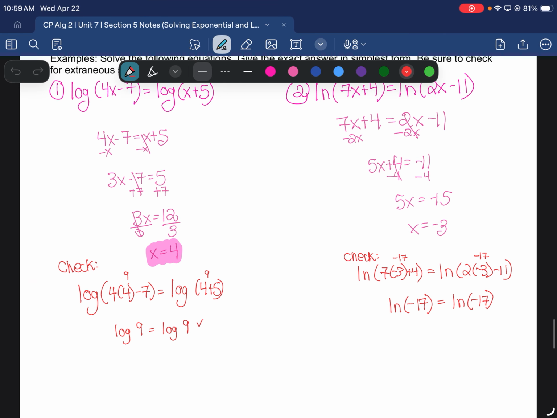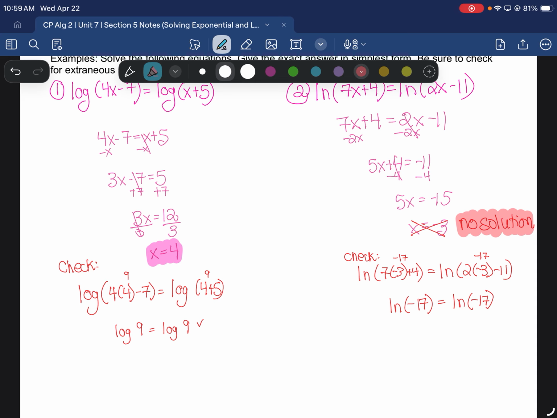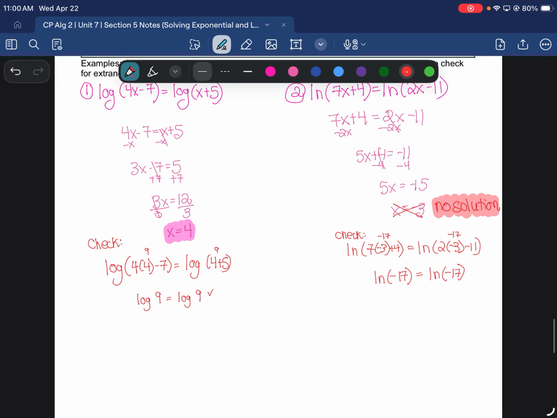I want you to cross that out and write no solution. They can't be negative. Negative 17 has to be positive. It is most likely going to be no solution when you plug it in if you're taking the log or the natural log of a negative number. But just make sure you check it in your calculator. Because, Luna, what I was saying is you may plug negative 3 back in and it may give you the log of a positive number, so there would be a solution, and that would be your answer. But if the ending number is negative, then when you plug it in, it's no solution.